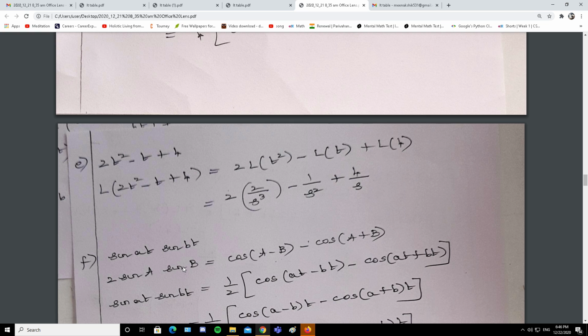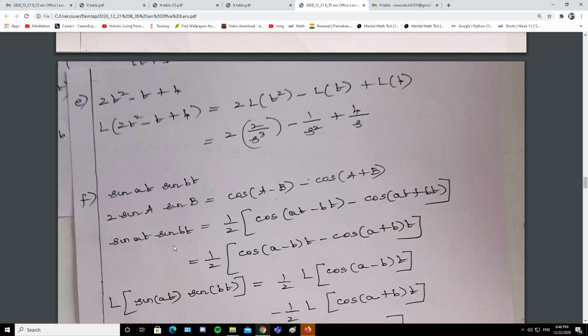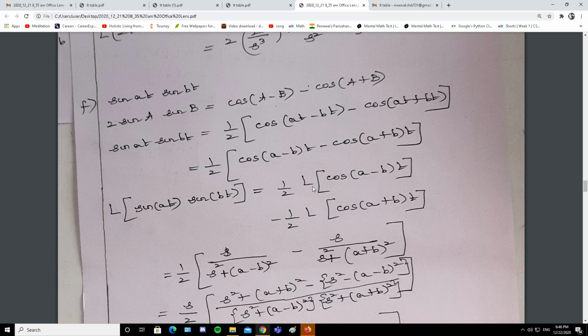What is 2 sin A sin B? Cos of A minus B minus cos of A plus B. So sin a t sin b t is half of cos of a t minus b t minus cos of a t plus b t. So it is half of cos of a minus b t minus cos of a plus b t. So take Laplace on both sides: half Laplace of cos a minus b t minus half Laplace of cos a plus b t.